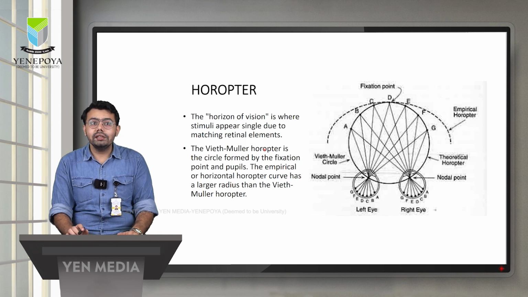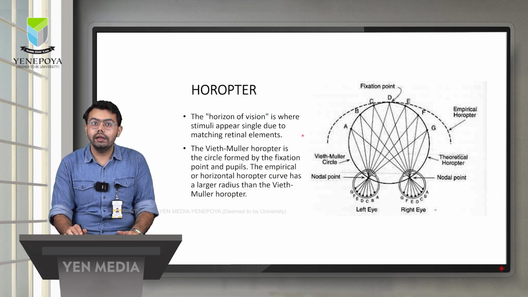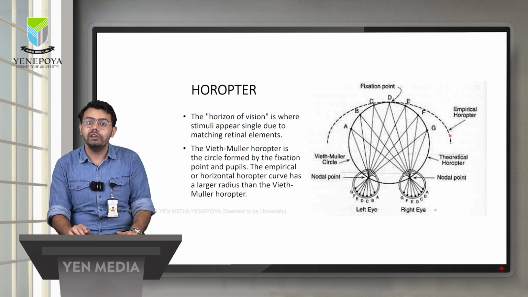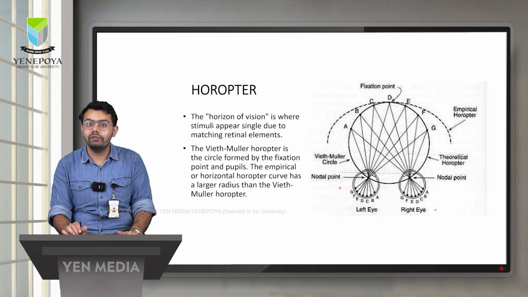Horopter. Horopter is actually a horizon of vision where the stimulus appears single due to corresponding retinal points. So if we see the line here, this is a line where we are seeing the images. The images will fall on the corresponding points of each retina. For example, for the left eye, the images fall accordingly like A, B, C, D, E, F, G, as they are in space, and the same falls on the right eye as A, B, C, D, E, F, G, and the images will intersect at the nodal point.